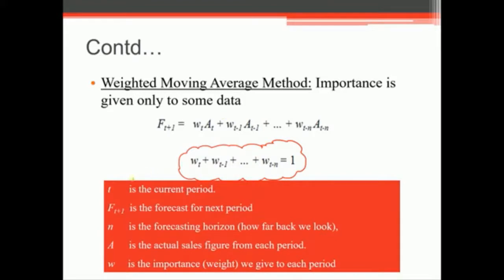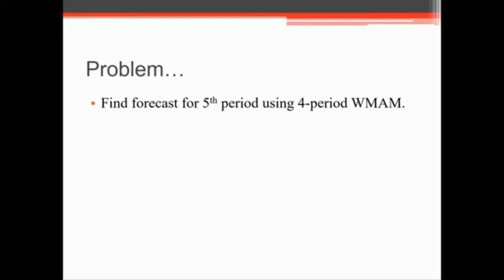So we'll learn that. What does T signify? T signifies the current period. Ft+1 signifies the forecast for the next period. N is the forecasting horizon, how far back we look. A is the actual sales figure from each period, and W is the importance or weight we give to each period. So let's understand that with one numerical: find the forecast for the fifth period using the 4 period weighted moving average.